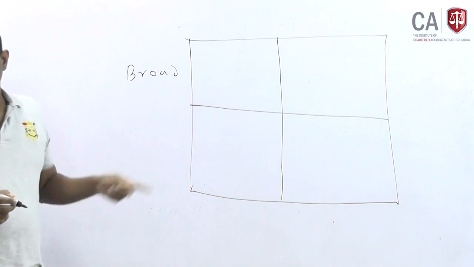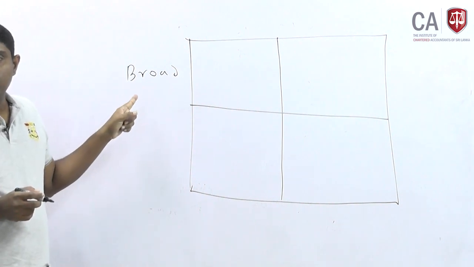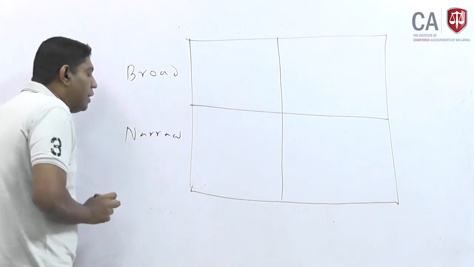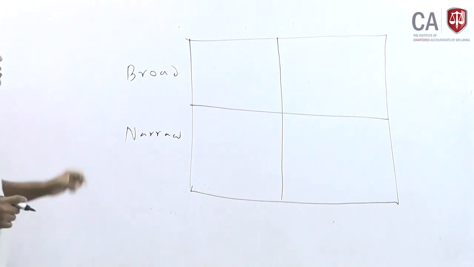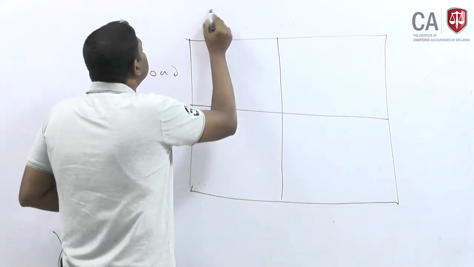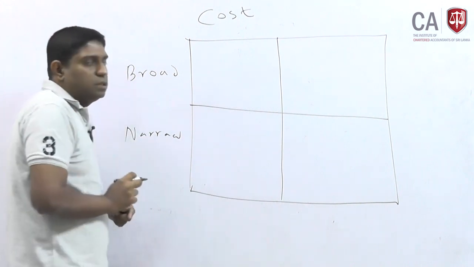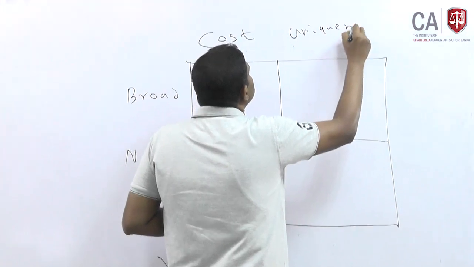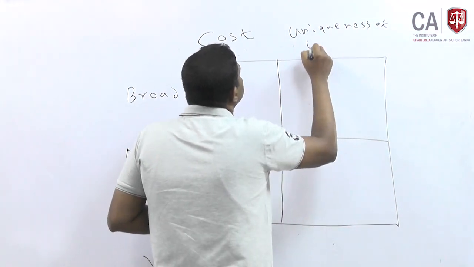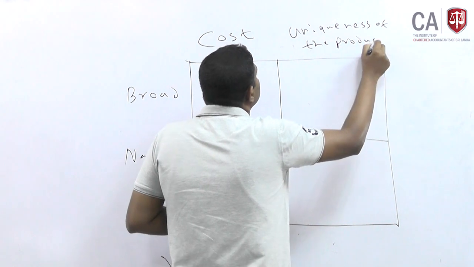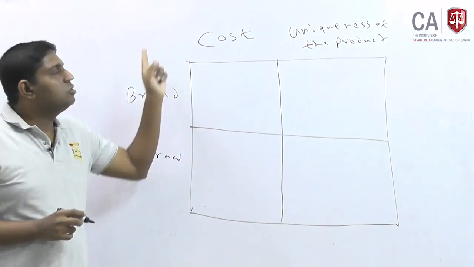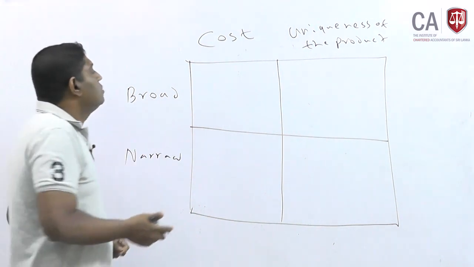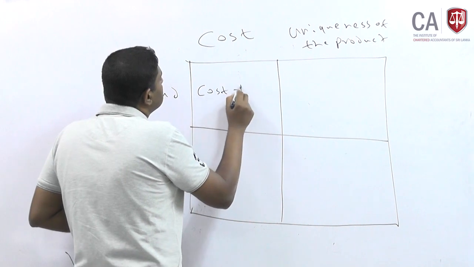in relation to the market, we have 2 options. One is to cover the broad market, the other one is to cover a segment of the market, or in other words, the narrow market segment. You can focus on two things. One is cost, the other one is uniqueness of the products. If you try to produce a good at the lowest cost and cover the broad market, that is called cost leadership strategy.